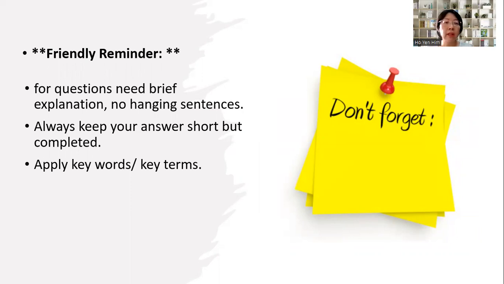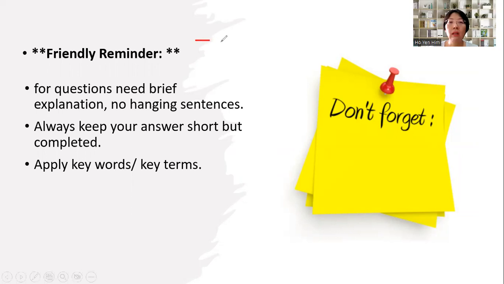So a friendly reminder for questions that need brief explanation: no hanging sentences. You write your sentence fully so that we can understand what you're trying to say. A student will ask, teacher, can I write my answer in point form? Not advisable, only for essay you can, but now no more essay. So please write the answer in full sentences that are easy to understand, but don't write continuous sentences. Break it into small sentences.